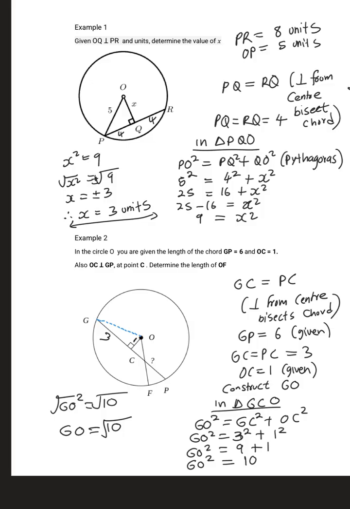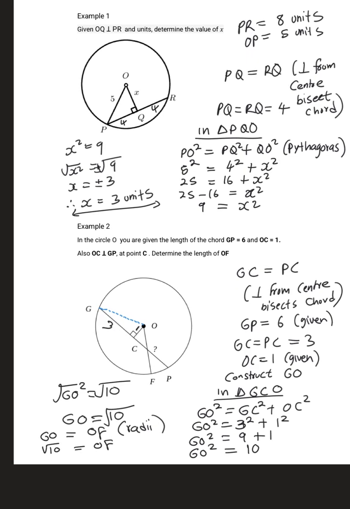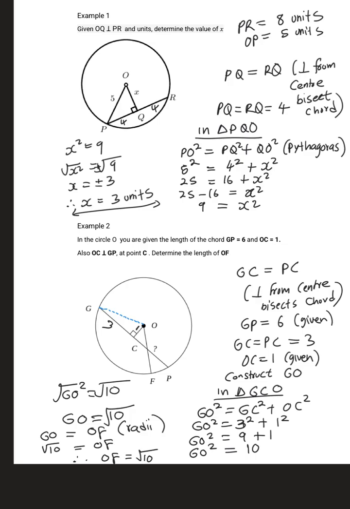But GO is a radius, right? So you can see that GO is equal to OF. Both are radii. So it means that the square root of 10 is equal to OF, which is what we are looking for. Therefore, we can conclude that OF is equal to the square root of 10. And if they want an answer in decimal form, you can just change it into decimal form. So this is how we solve this problem.